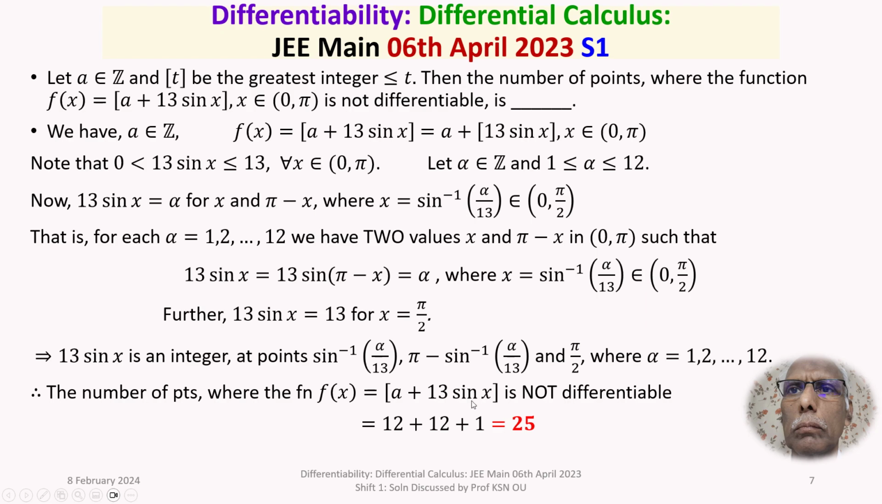When it takes integer values, it becomes discontinuous. When it is discontinuous, it is not differentiable. Therefore, the total number of points where f of x is not differentiable is given by 25. So it's a numerical type question, and the answer for this question is 25.